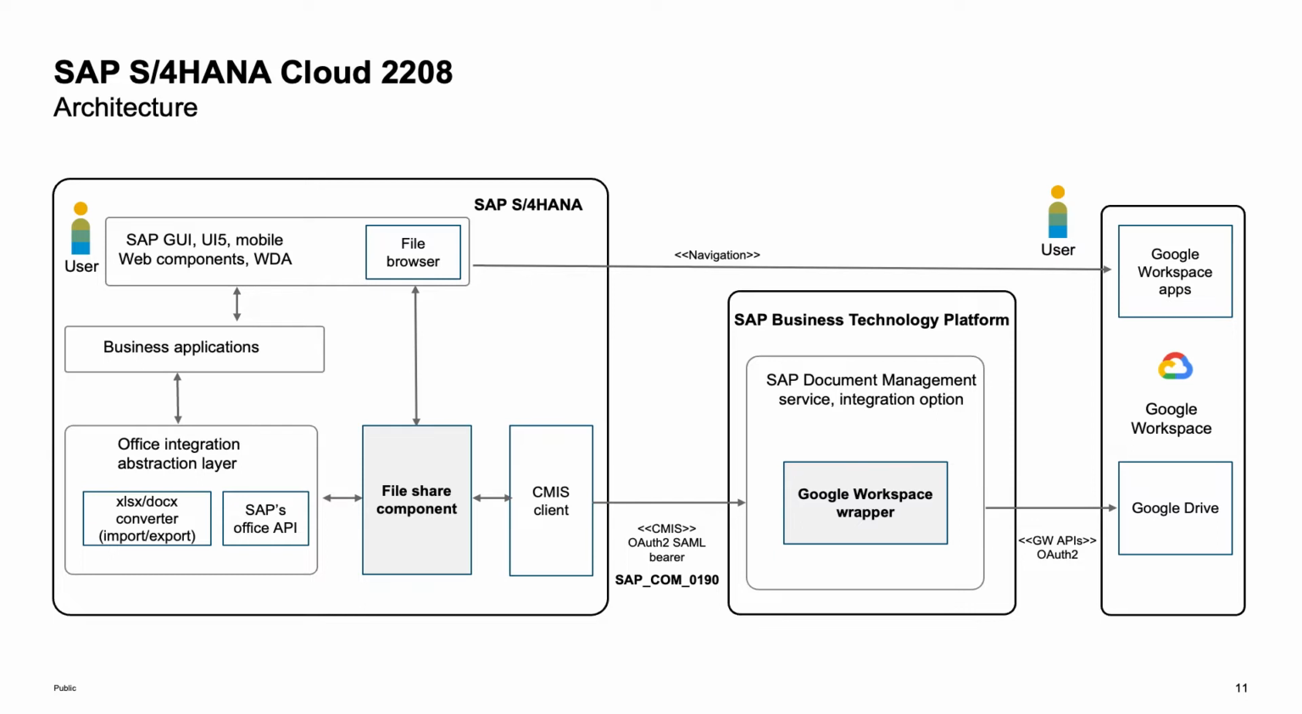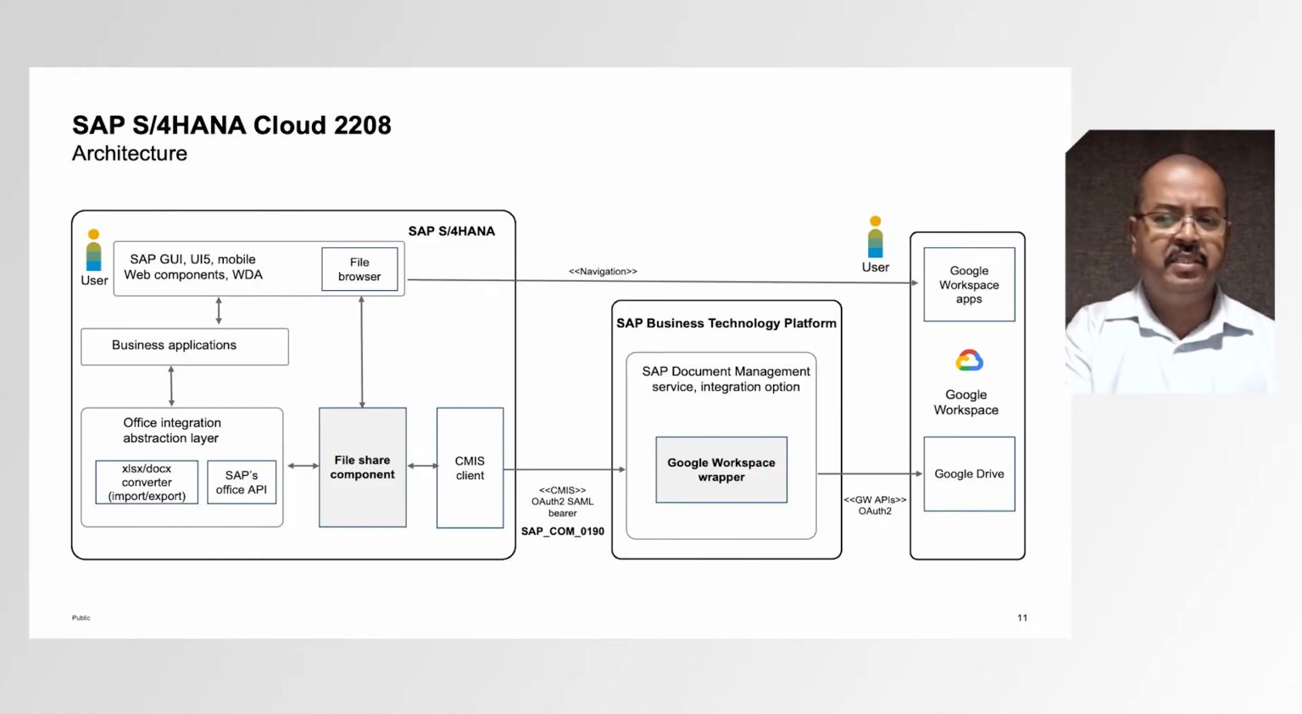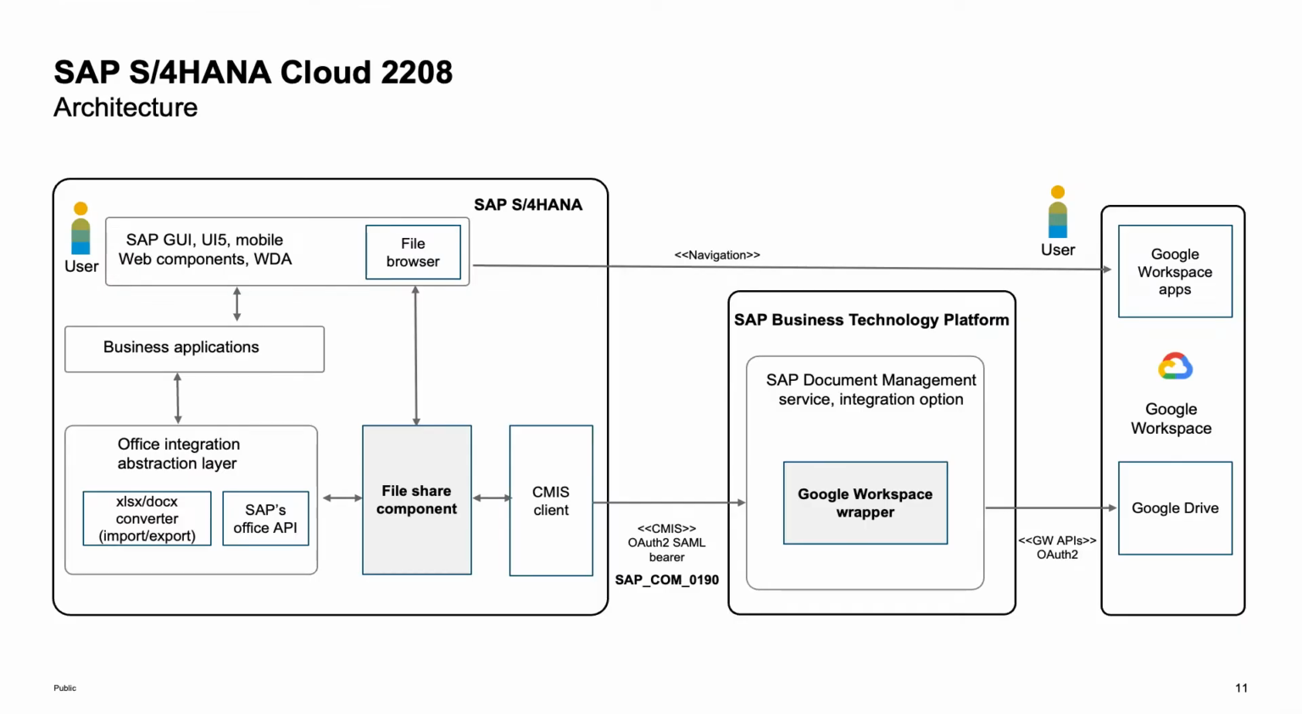It is an SAP Business Technology Platform service, which provides solution for enterprise content management. Any CMIS compliant repository can be onboarded on Document Management Service. As we all know, SAP S/4HANA system interacts with any external content management system using CMIS, but Google Drive APIs are not CMIS. To solve this problem, we created a component called Google Workspace wrapper.